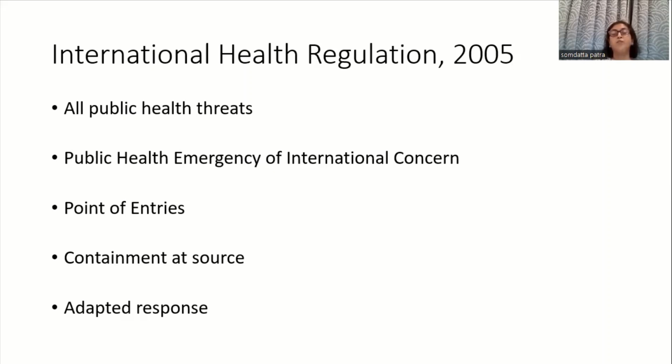It has defined the health measures which need to be taken at the points of entry. A point of entry is a point where an individual can enter another country. So these are airports, seaports, rail crossings, and land crossings. It talks about not only health measures which need to be taken at points of entry, but also containment at source, the importance of early identification, assessment and response. It talks about adapted response, which countries can take depending on scientific principles.